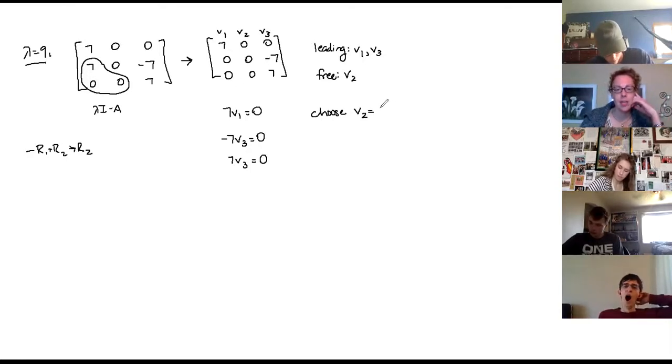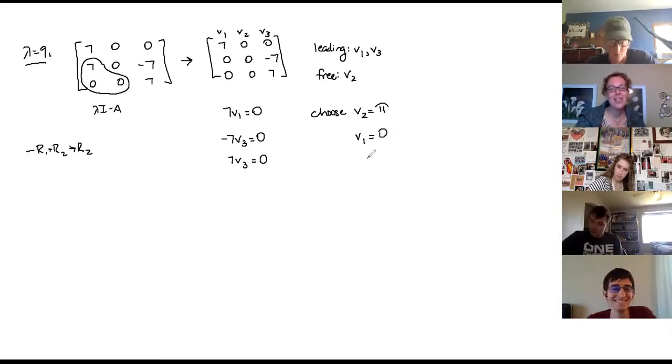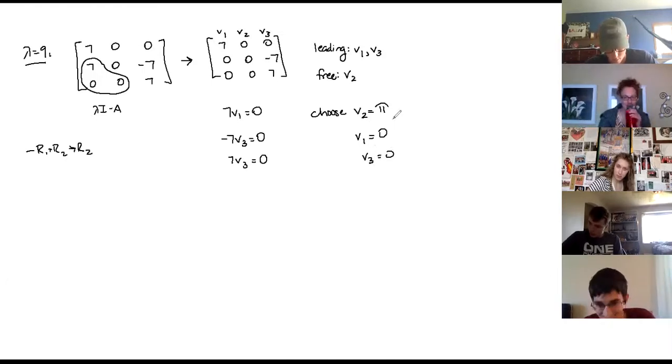I'm going to channel Daniel and make V2 equal to pi, just because we can. Why not? We'll write down pi. It doesn't affect the rest of it. And then I have to have V1 equals 0 and V3 equals 0, coming from those equations.